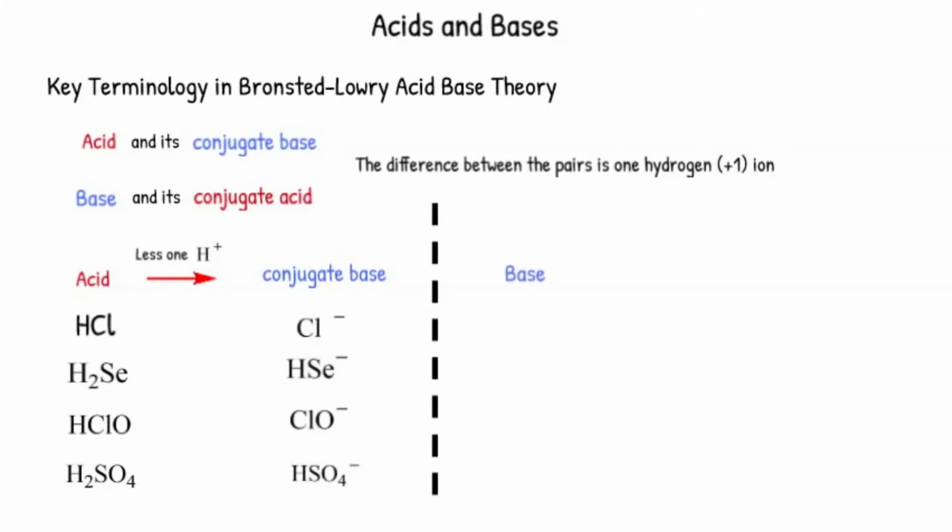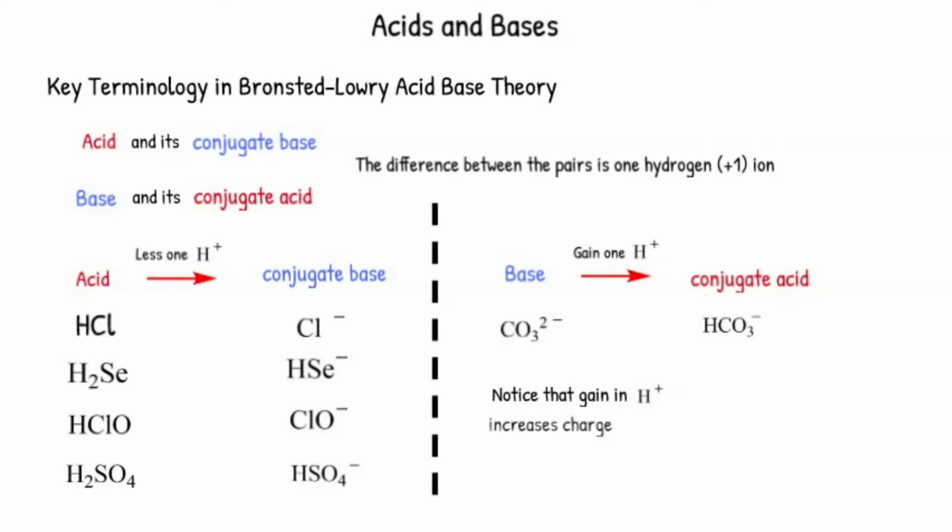For the base and its conjugate acid, there's a gain of one H plus ion. So for example, CO3 2 minus, the carbonate ion, gains one H plus ion to become hydrogen carbonate, HCO3 minus. Notice that the gain is one H plus ion. There is an increase in charge from -2 to -1.